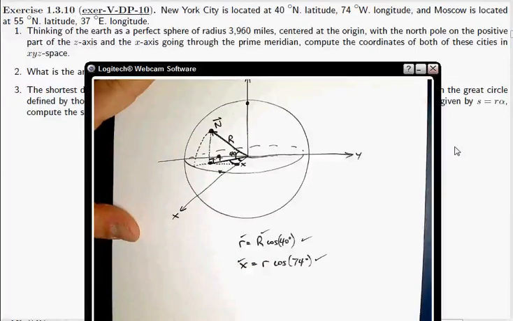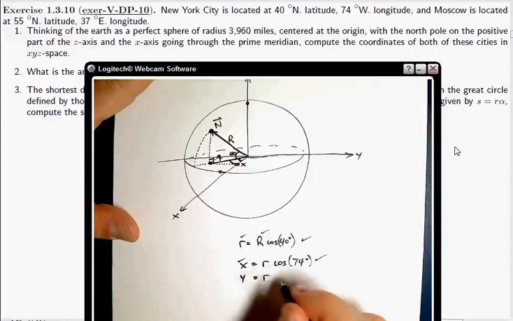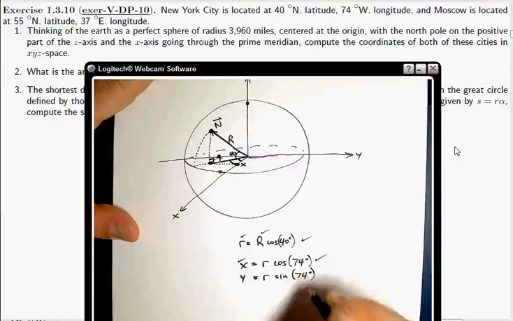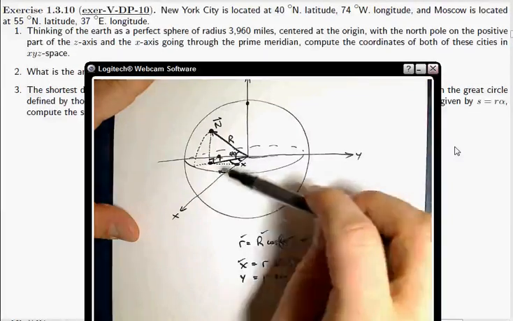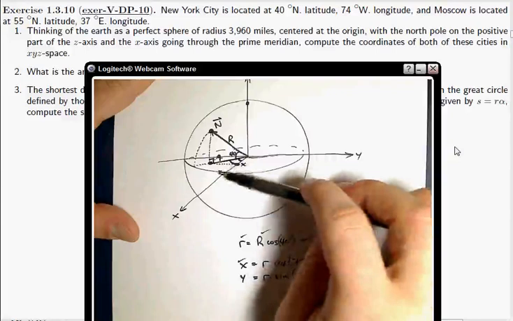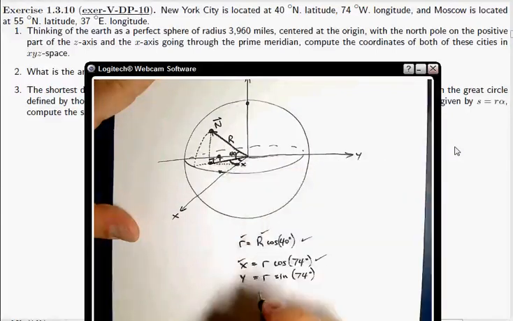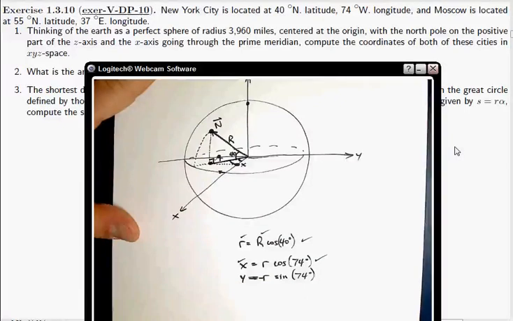Make sense? Y, similarly, is going to be little r. Now, it's tempting to say it's little r sine of 74. This isn't quite right. The problem is that I can see from the picture, because we're going in the west direction, my y-coordinate's actually going to be negative. So it's negative r sine 74 because it's west longitude. Okay. Make sense? Yes. Okay.